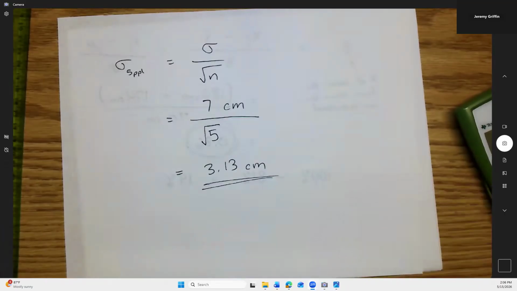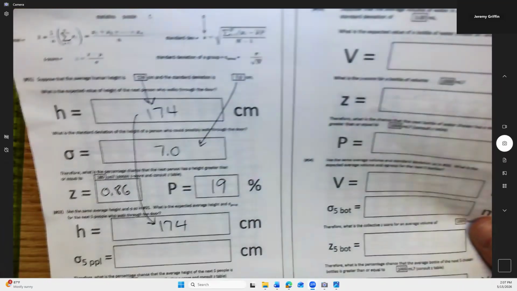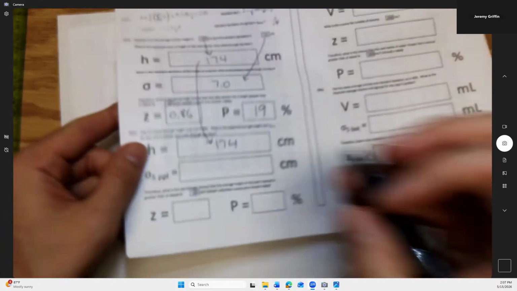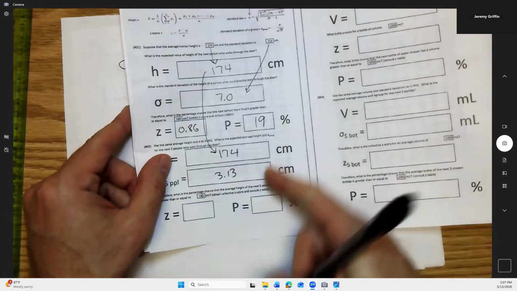Because the larger the group, I know that the average of the group is going to tend towards the average of the population in general. Okay. There's a name for that too in stats. I forget what it's called, but some very basic theorem. Okay. So I got 3.13 centimeters right here.